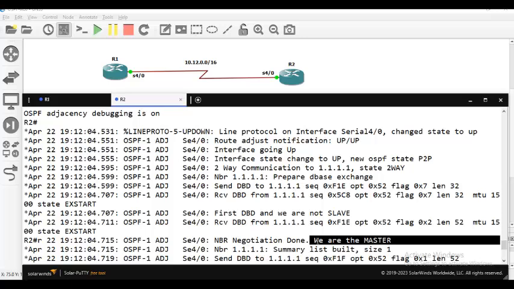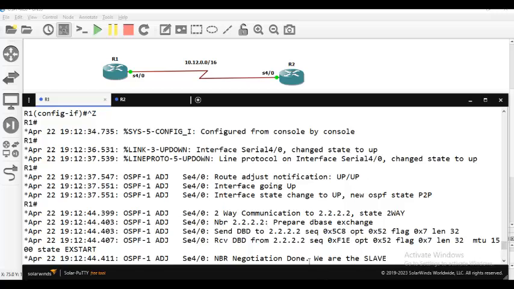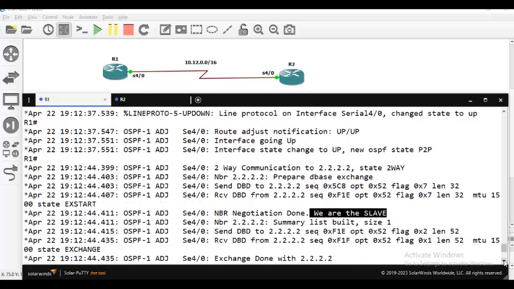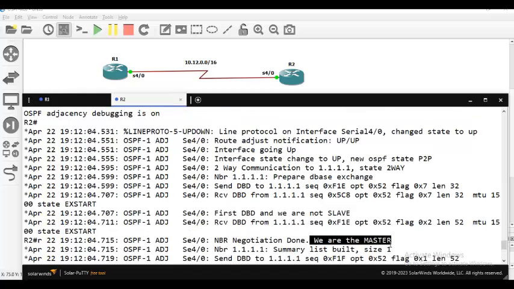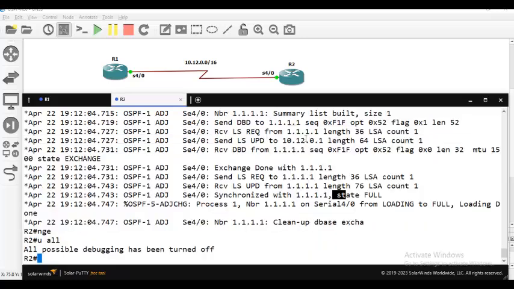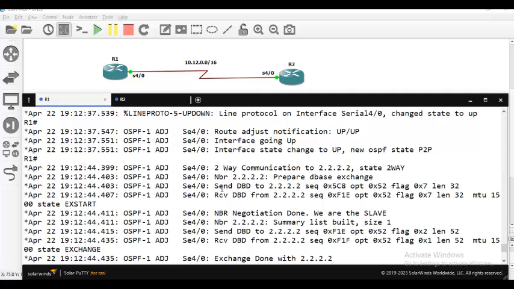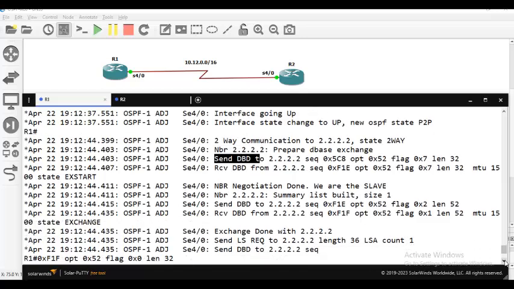You see the other router, router 1. Router 1's router ID is 1.1.1.1, so router 1 accepts we are slave. So here this says I am the master. I'll send the DBD, followed by R1. And then they will have some queries, that is what is called link state request. This is the place where we call it exchange state.